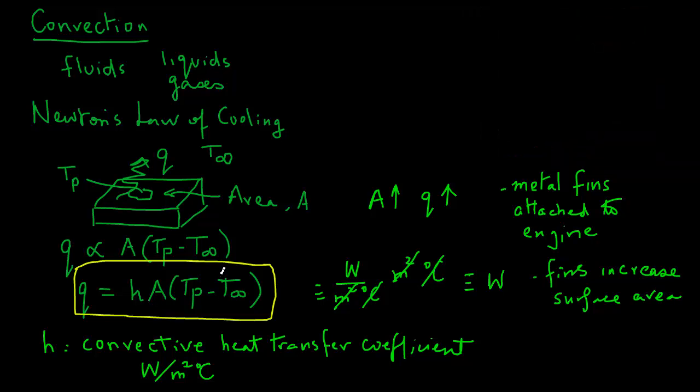Also, from this equation, we note that the temperature gradient will directly influence rate of heat transfer. If the gradient is increased, then the rate of heat transfer will increase. If you lower the air temperature, then the gradient will increase. Tp minus T infinity will increase if T infinity is decreased. And so as a result, the rate of heat transfer will increase.